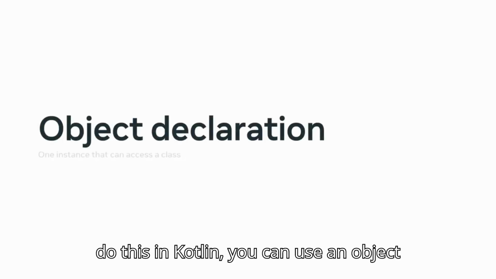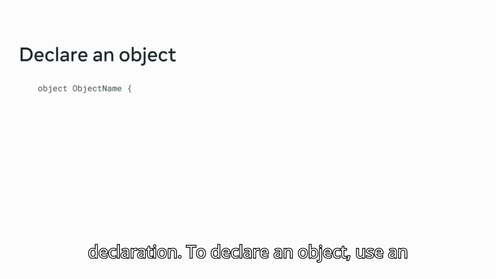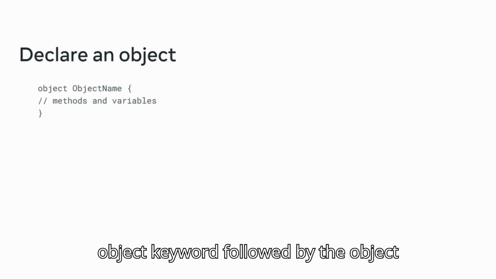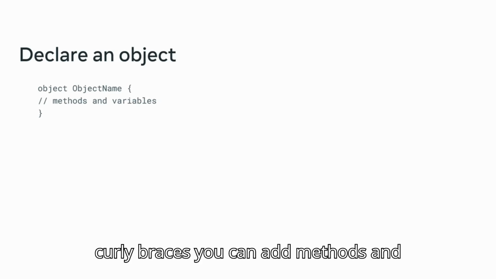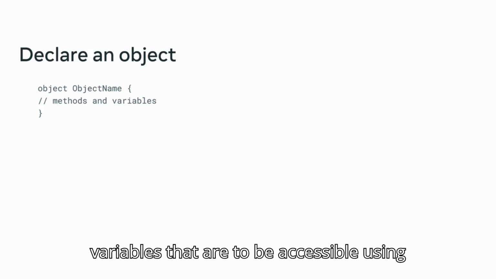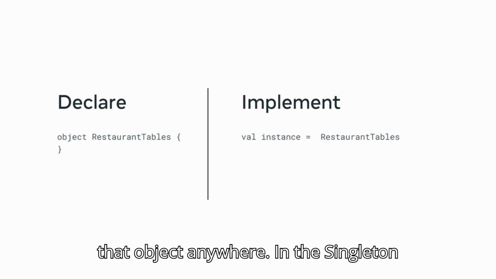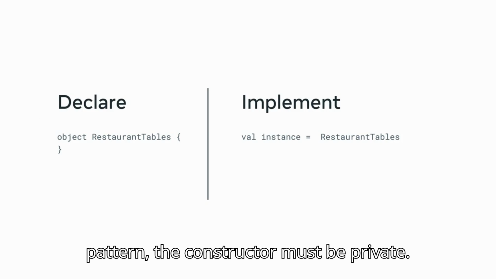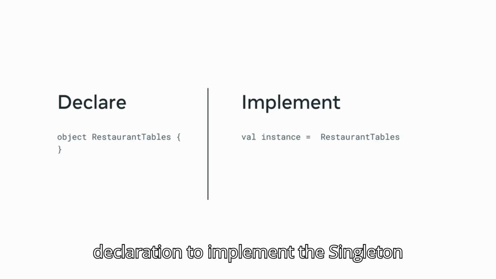To do this in Kotlin, you can use an object declaration. To declare an object, use an object keyword followed by the object name without parentheses. And inside its curly braces, you can add methods and variables that are to be accessible using that object anywhere. In the singleton pattern, the constructor must be private. In Kotlin, you can use an object declaration to implement the singleton pattern.